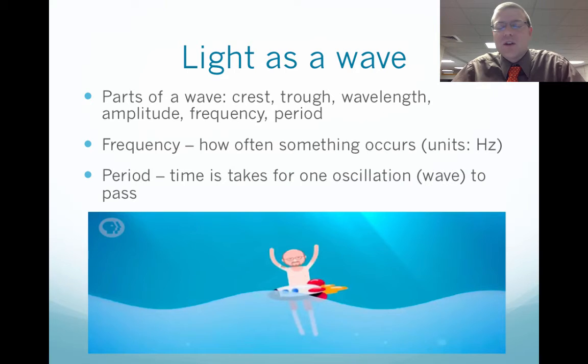Talked about things like the crest of a wave, the trough of a wave, the wavelength from any two identical parts of a wave, the amplitude of a wave, remember, was the height of the wave, and this frequency and period idea. Frequency being how often a wave occurs, and time period being the time for one wave to pass.